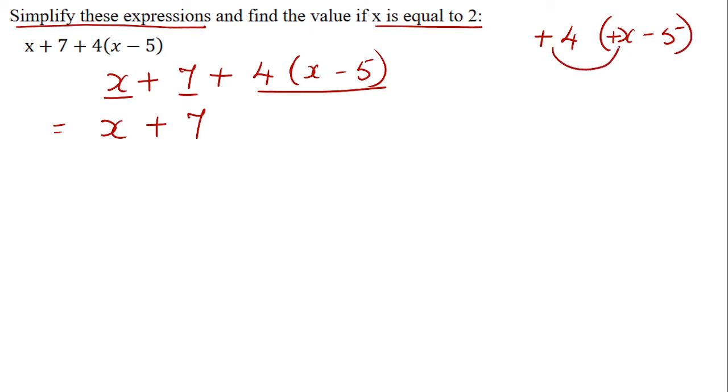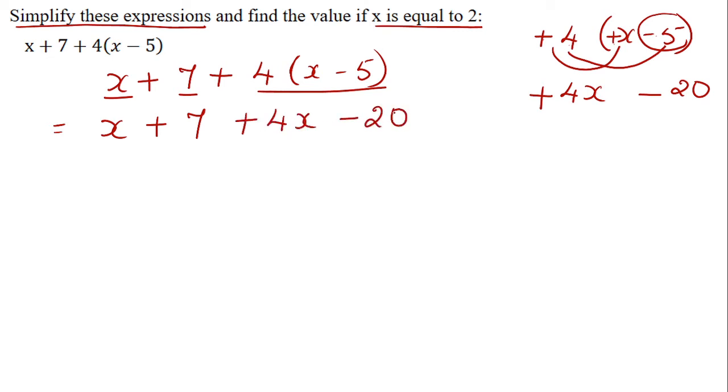So first you have to multiply this. Plus into plus is plus. 4 into x is 4x. Then the same thing has to be multiplied for the second term, right? So plus into minus is minus. 4 into 5 is 20. So when you're removing the brackets, the answer will be 4x minus 20.